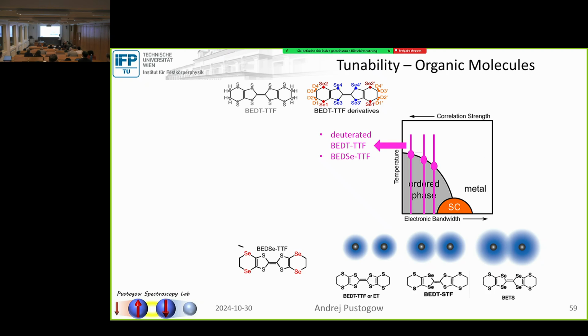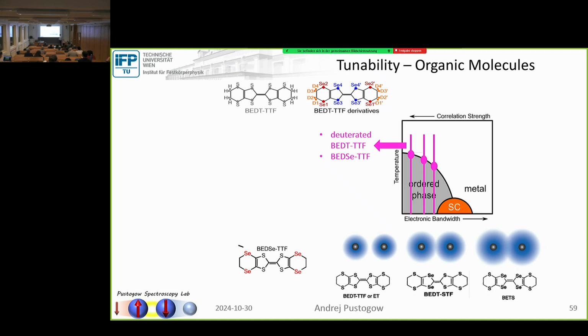And if we put the selenium on the outer positions, it interestingly goes to the left side. So it goes to lower bandwidth. And the reason is that most of the charge is on this double bond in the middle. And if the overlap of the molecule is on the outside, the distance between these inner parts of the molecule is increasing. So eventually the overlap is getting smaller.